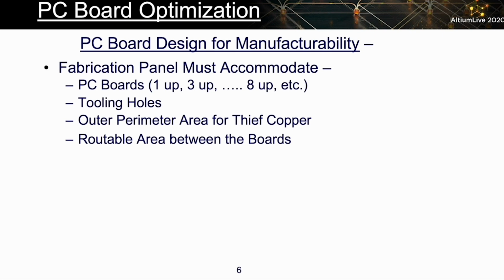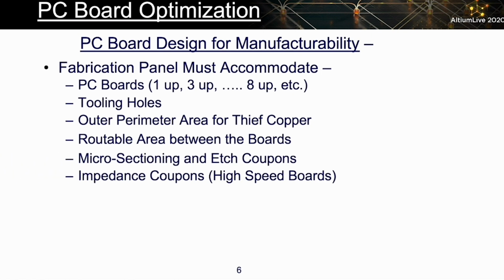They need an outer perimeter area for thief copper. Thief copper? I will explain thief copper in a short while, and it'll make perfect sense. But for now, take my word for it. They must have an outer edge of the panel with thief copper in it, or they can't produce your board accurately. Understand that? We'll explain why in a minute. They need a routable area between the boards.